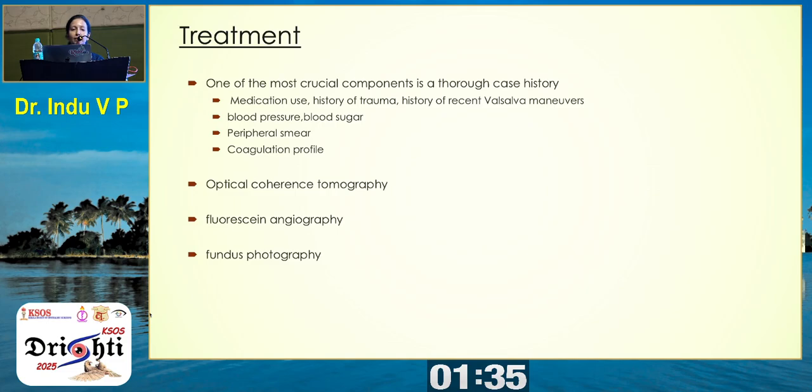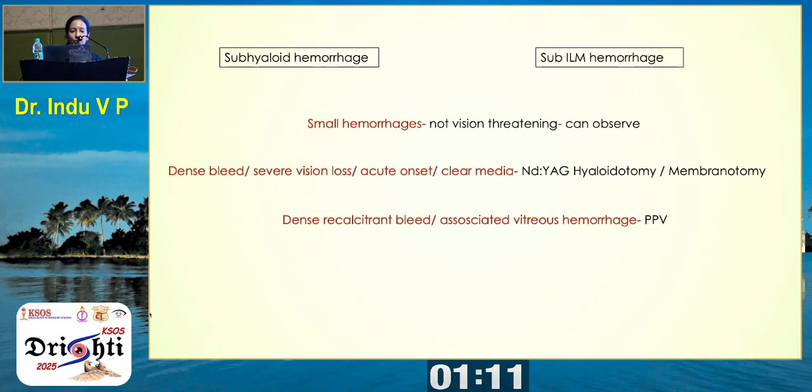Now, coming to treatment, before you think about treatment, you have to go through a thorough history regarding medication use, history of trauma or performing a Valsalva maneuver, and history of using anticoagulants. Then you can do a systemic examination, including a peripheral smear and coagulation profile, and do multimodal imaging, including OCT, fluorescein angiography, and ICG angiography if required, as well as fundus photography. Now, how will you treat?